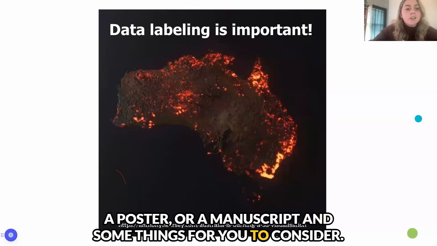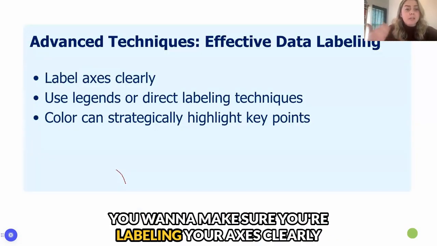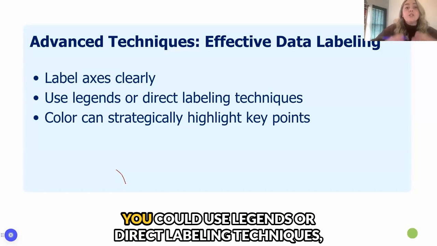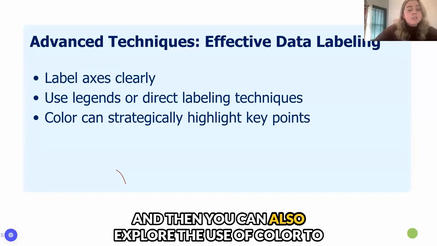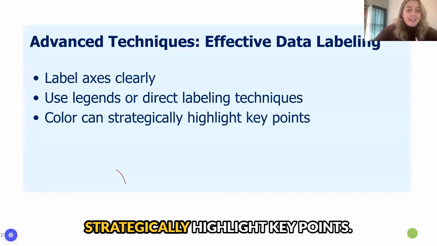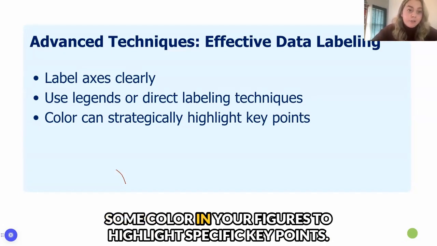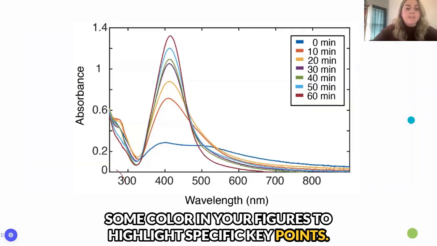And some things for you to consider. You want to make sure you're labeling your axes clearly and that those axis labels are large enough to see. You can use legends or direct labeling techniques, which I'll go through, and then you can also explore the use of color to strategically highlight key points. So in contrast to overusing color in text, using some color in your figures to highlight specific key points.